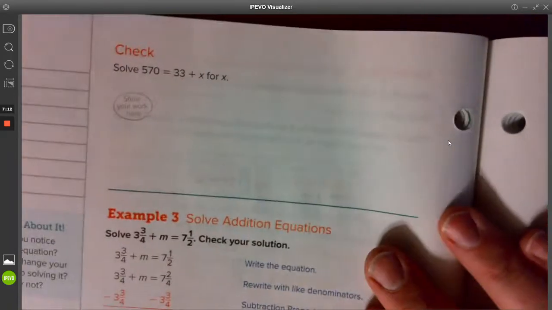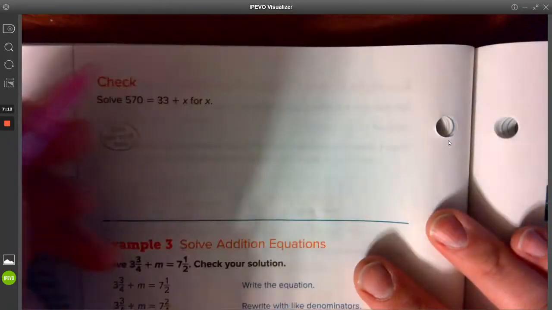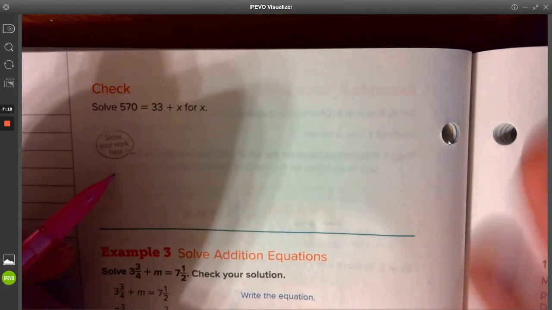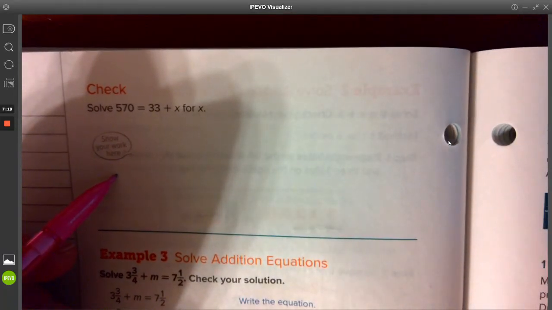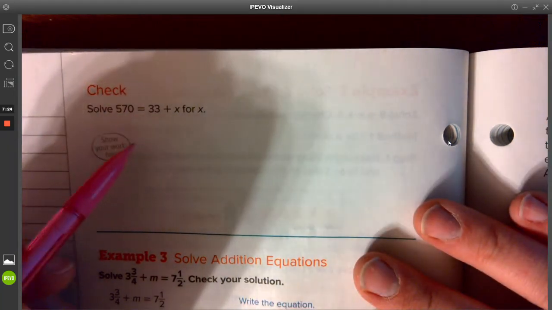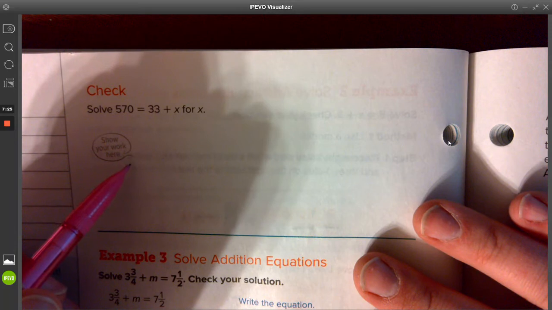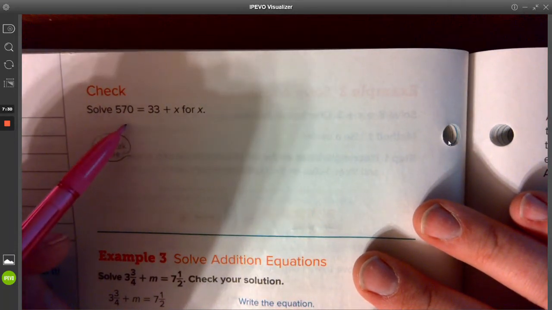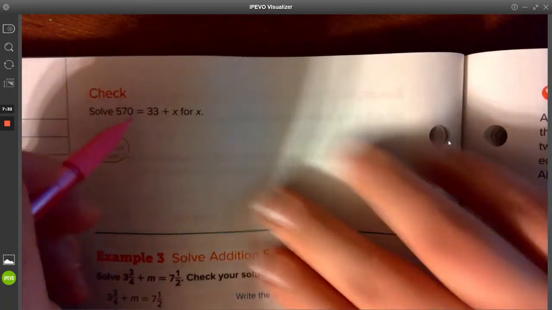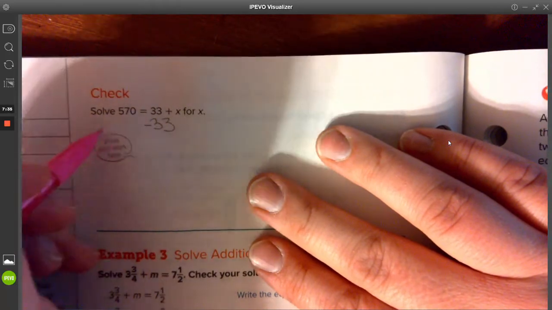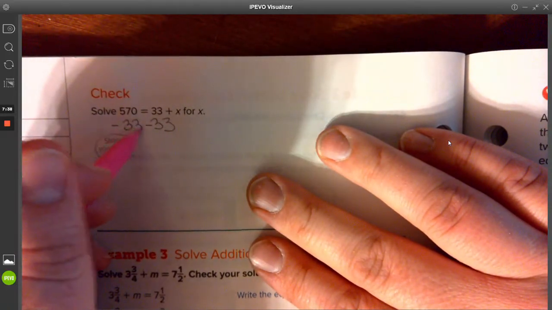So let's go ahead and try this problem here. You can use any of the models or methods that you wish. You can make a model, you can make a bar diagram, or you can just use a subtraction property. I tend to use a subtraction property because it is quicker, but it's up to you what you choose to do. So remember, whatever we do to one side, we need to do to the other side.